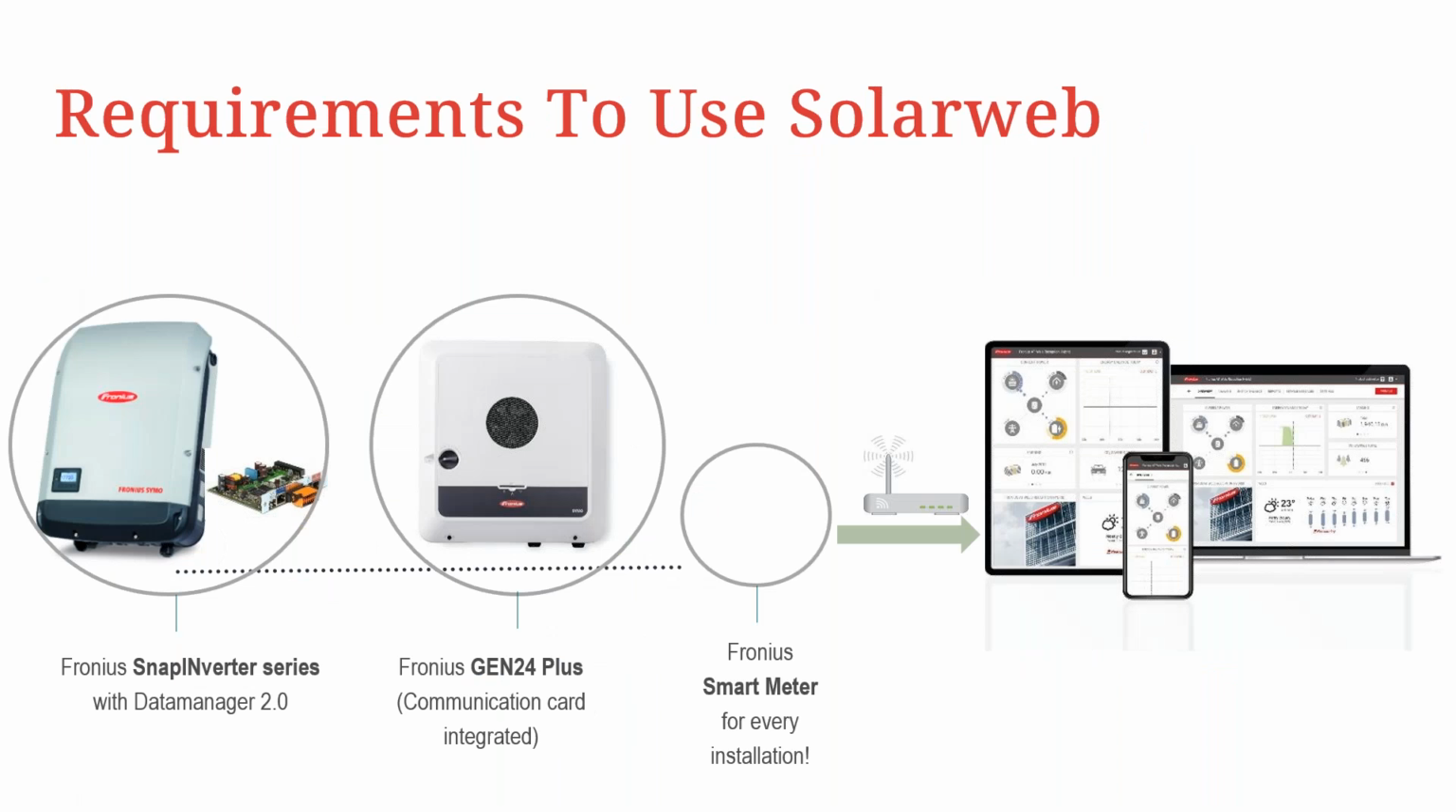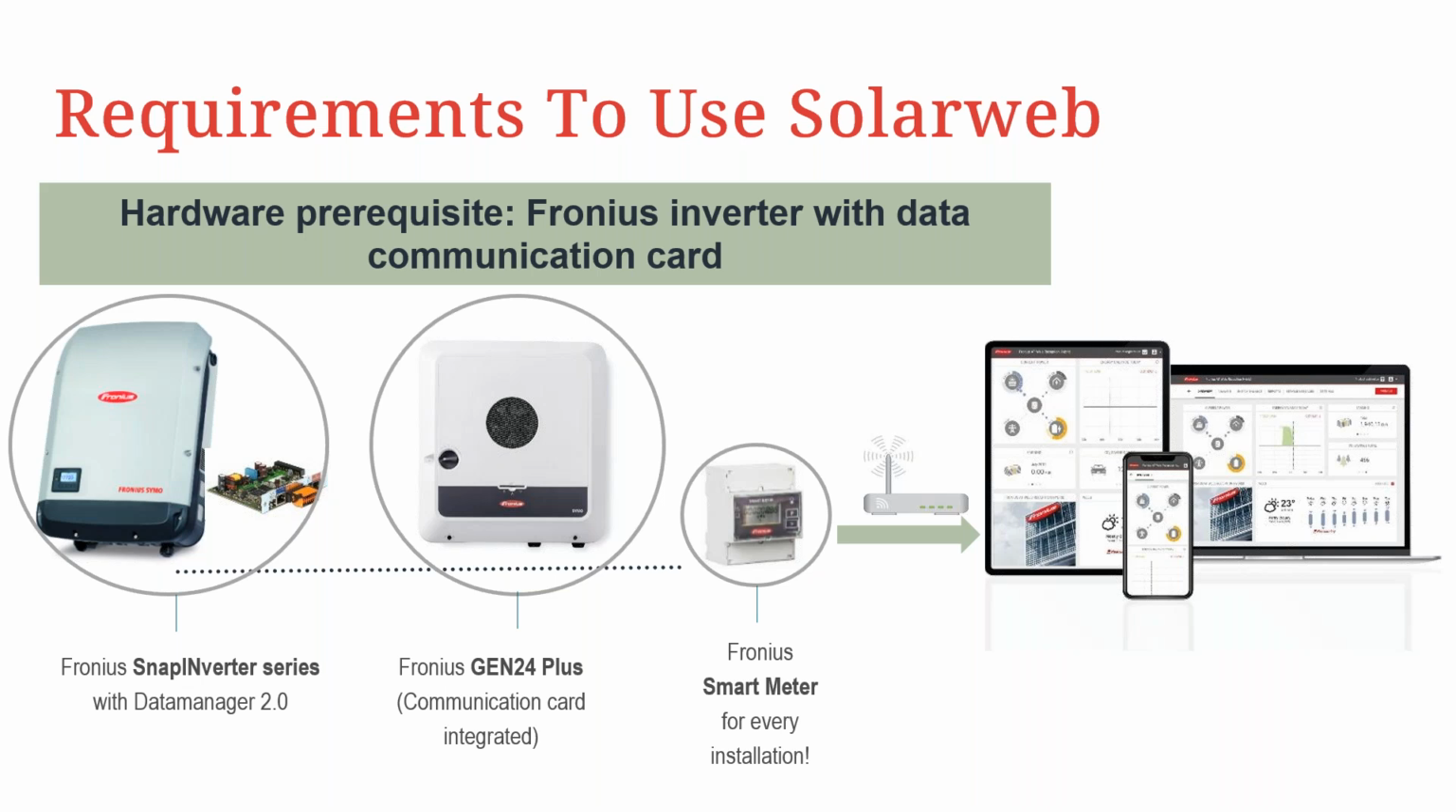So what are the requirements to use SolarWeb? If you have a Fronius SNAP inverter series, so this is a Primo, Symo, Eco inverter series, you will require a Data Manager 2.0, as well as a Fronius Smart Meter, and then an active connection through the internet to have the data exported to our monitoring platform known as SolarWeb.